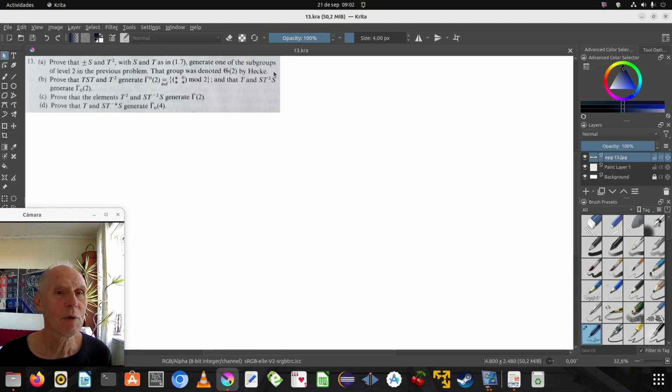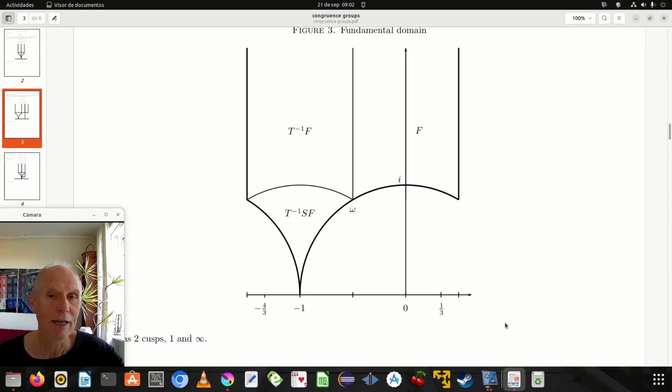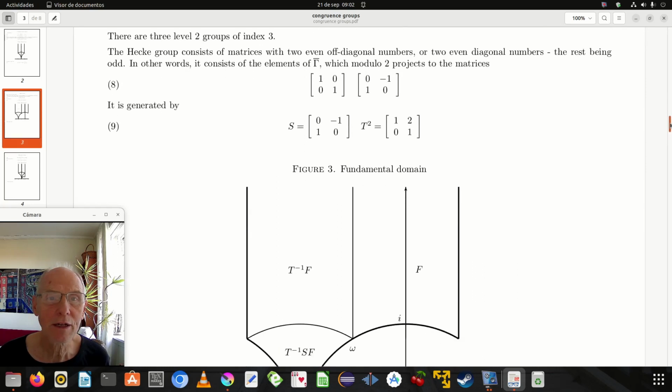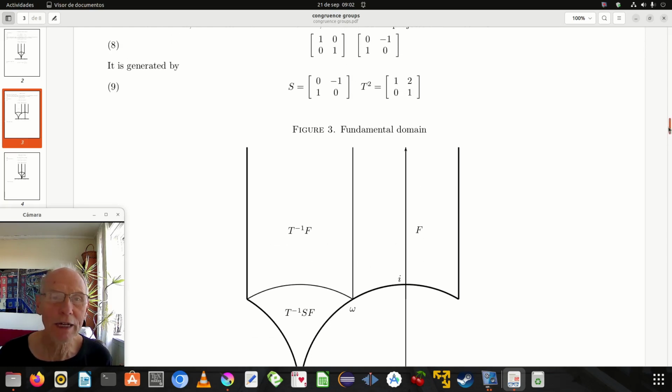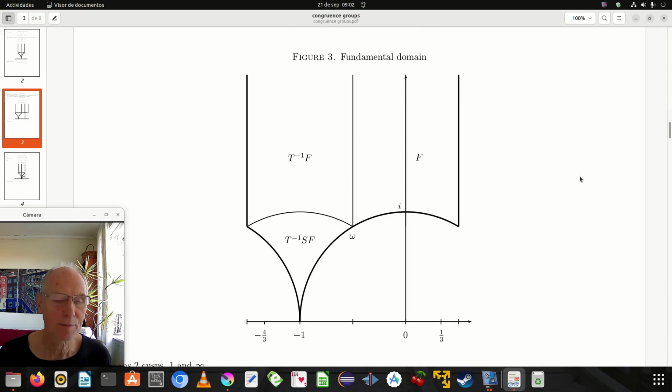I have to repeat the same method with the Hecke group. And we have this fundamental domain, the Hecke group, yes. And we have to prove that it is generated by T squared and S. It's quite simple what to do. We can repeat the method of the book.